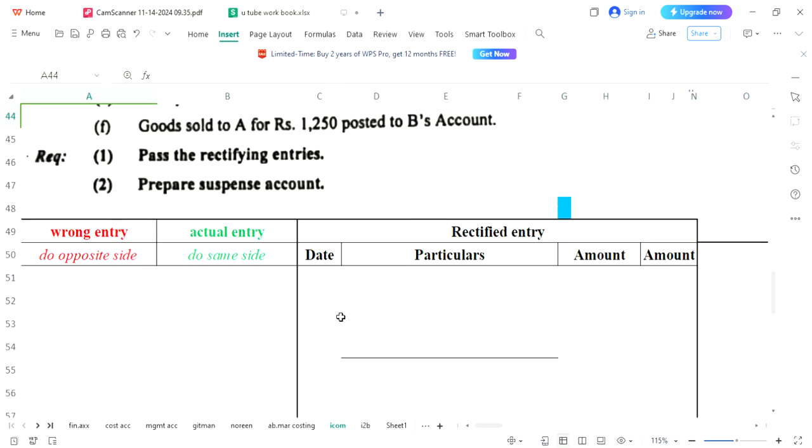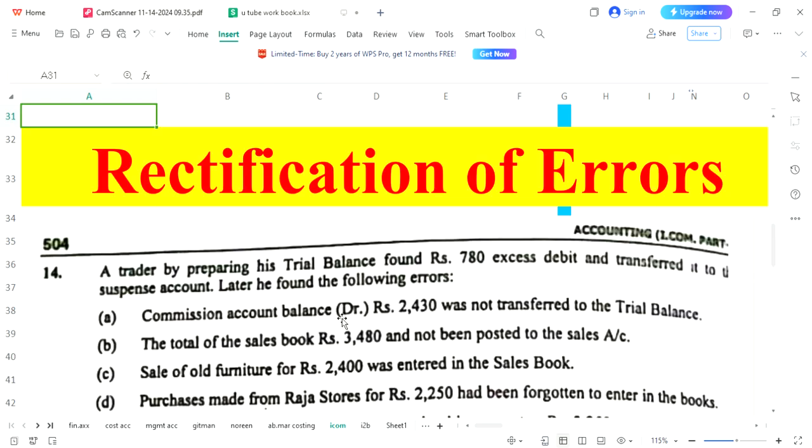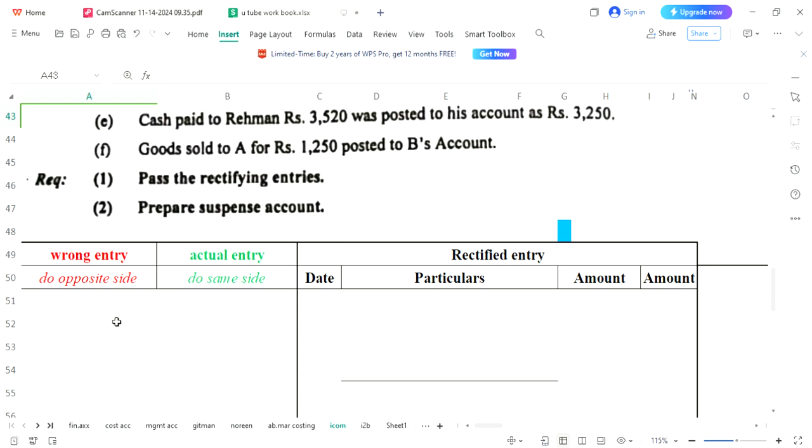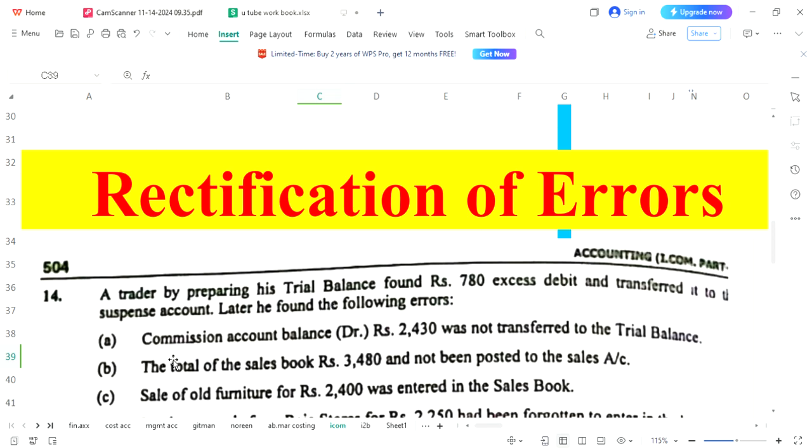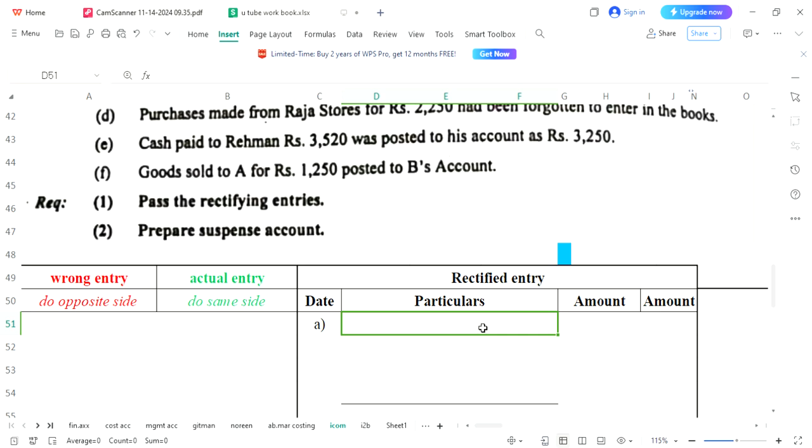For this, the proforma is in front of us. We are now ready to make our rectified entries. So first we are going to put the date. Entry A. Commission, which is debit, please note it down. Commission can be received or can be paid. So that is why it has been clarified that it is commission paid, because it is debit. It was not transferred to the trial balance. Look, commission debit was not written, it was not transferred.